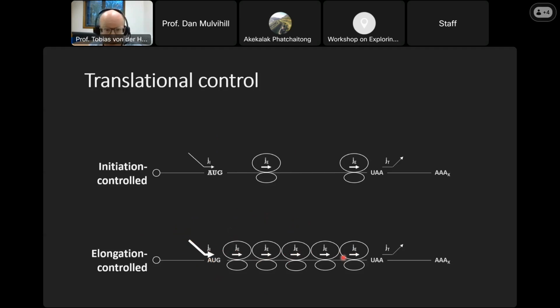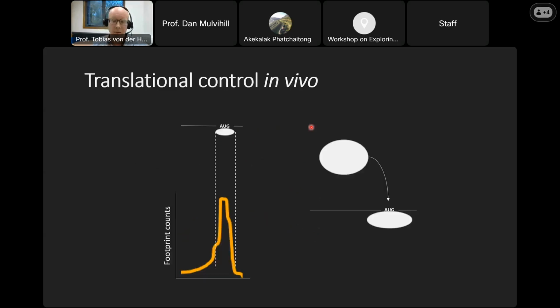With physiological rate constants for initiation and elongation, we can show that you can switch between these two regimes. And in a cell, there are typically some genes which operate in this regulatory regime and some genes which operate in this regulatory regime. We have quantified this using data that were published. So these are not our data, but we reinterpreted them. And the data were generated using a technique called ribosome footprinting. And in particular, this data set is for small subunit footprinting.